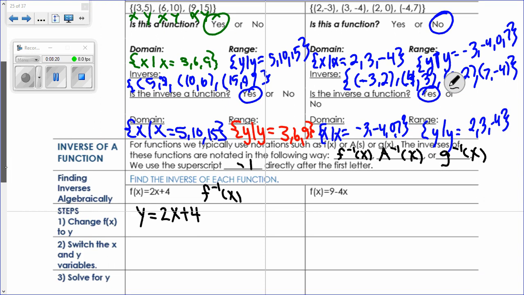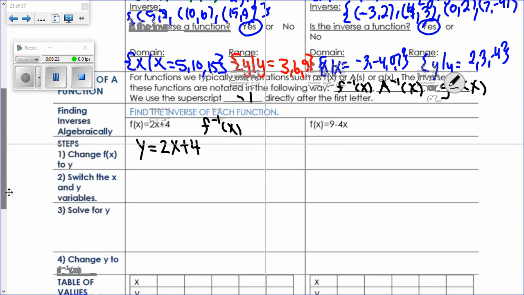Then you're going to switch the x and y variables. Look at your paper. Look at the directions. X comes over here. I'm switching them. Equals 2 times y plus 4. Make sure you have a little bit of space on the left of x. Read the next directions to yourself.